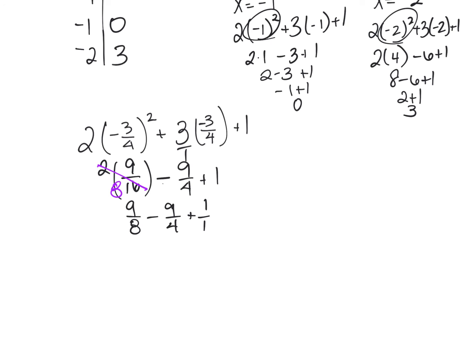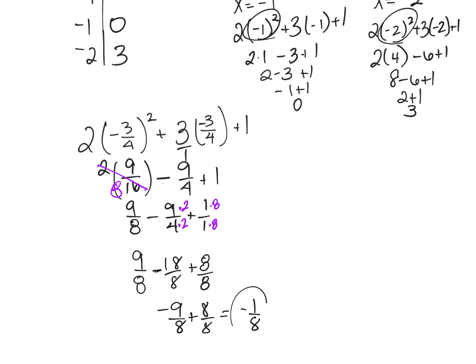So I need a common denominator. The common multiple of 8, 4, and 1 is 8. So what do I have to multiply 9/4 by to make the denominator 8? Times 2. What do I have to multiply 1 by to make the denominator 8? 8. So we have 9/8 minus 18/8 plus 8/8. Now we just subtract and add the top. So 9 minus 18 is negative 9/8 plus 8/8 is negative 1/8.